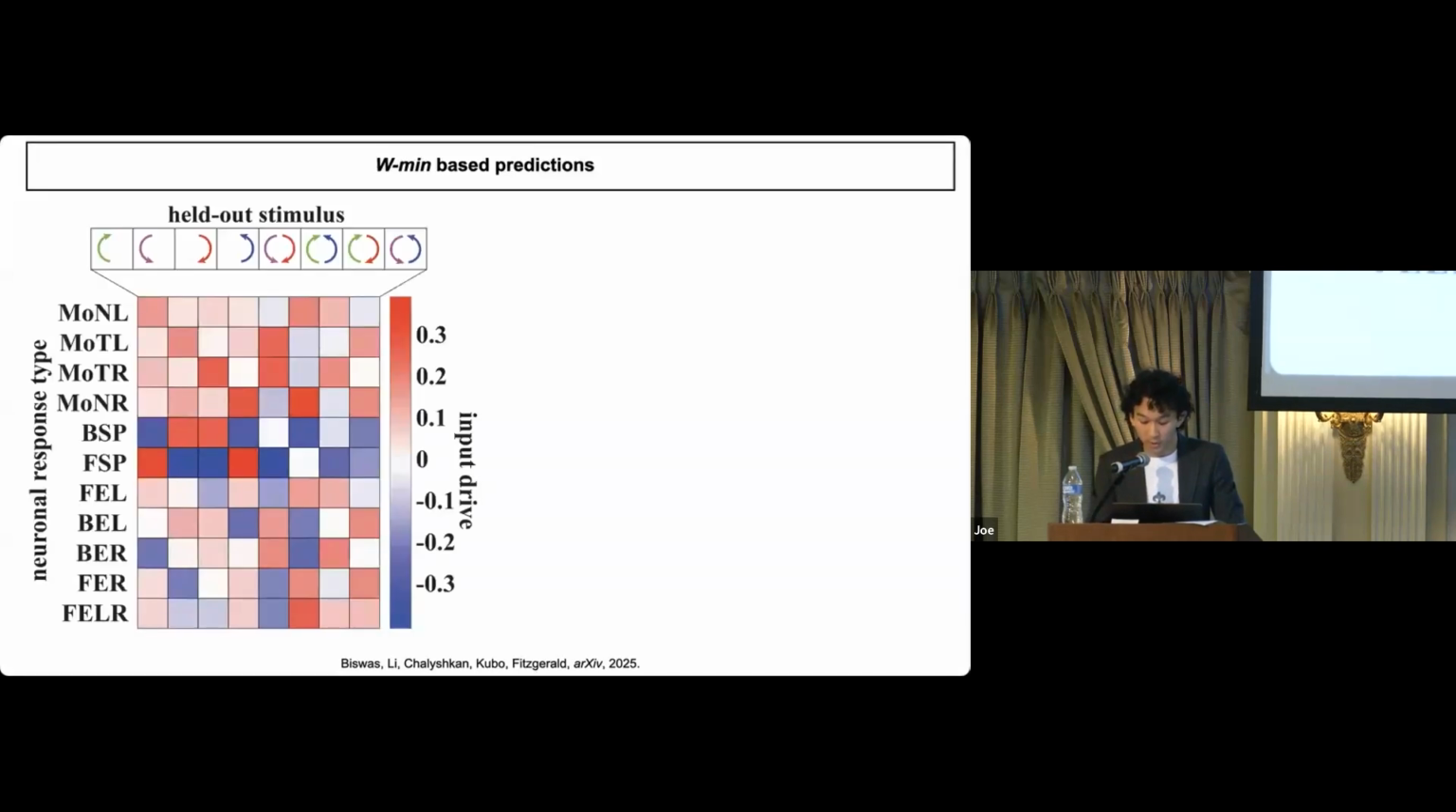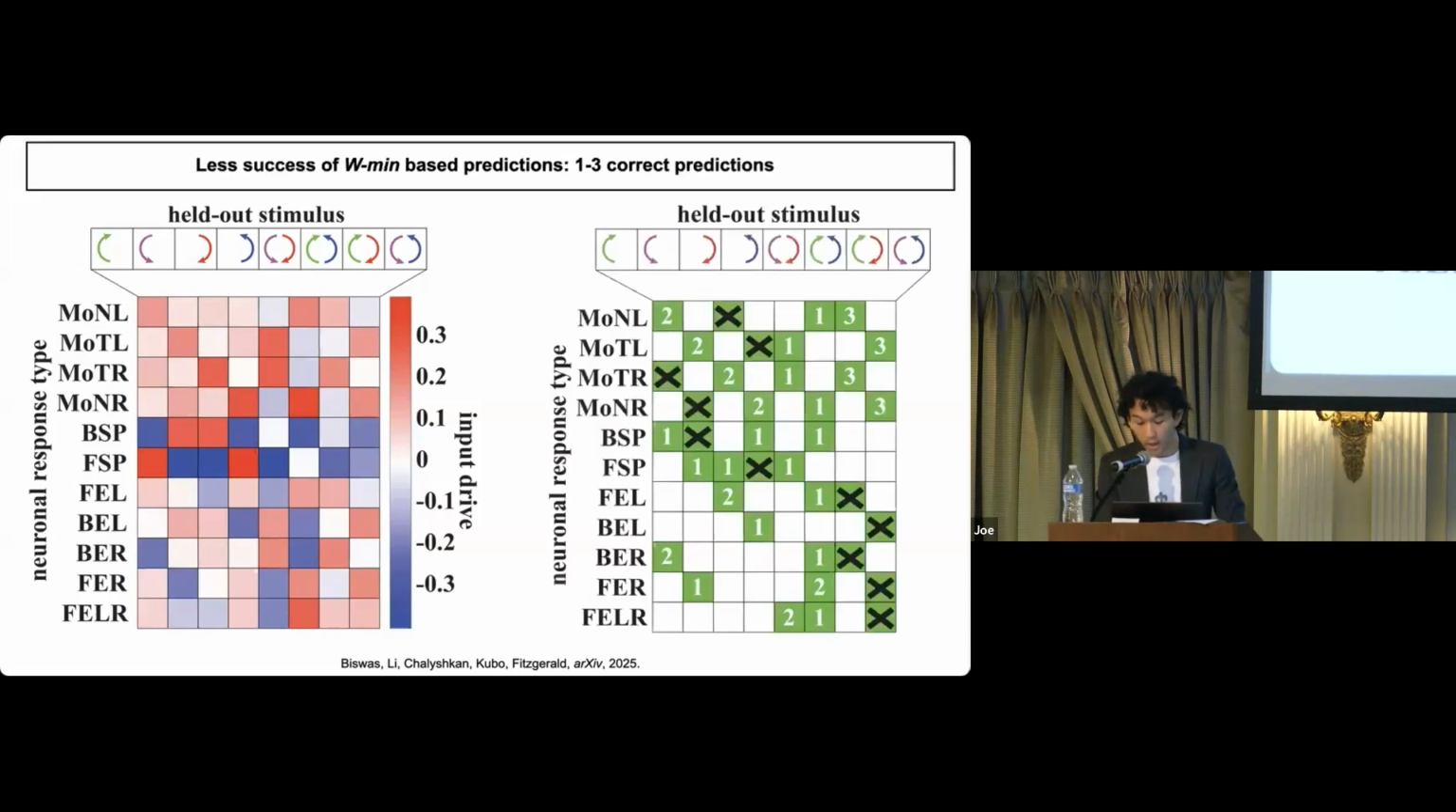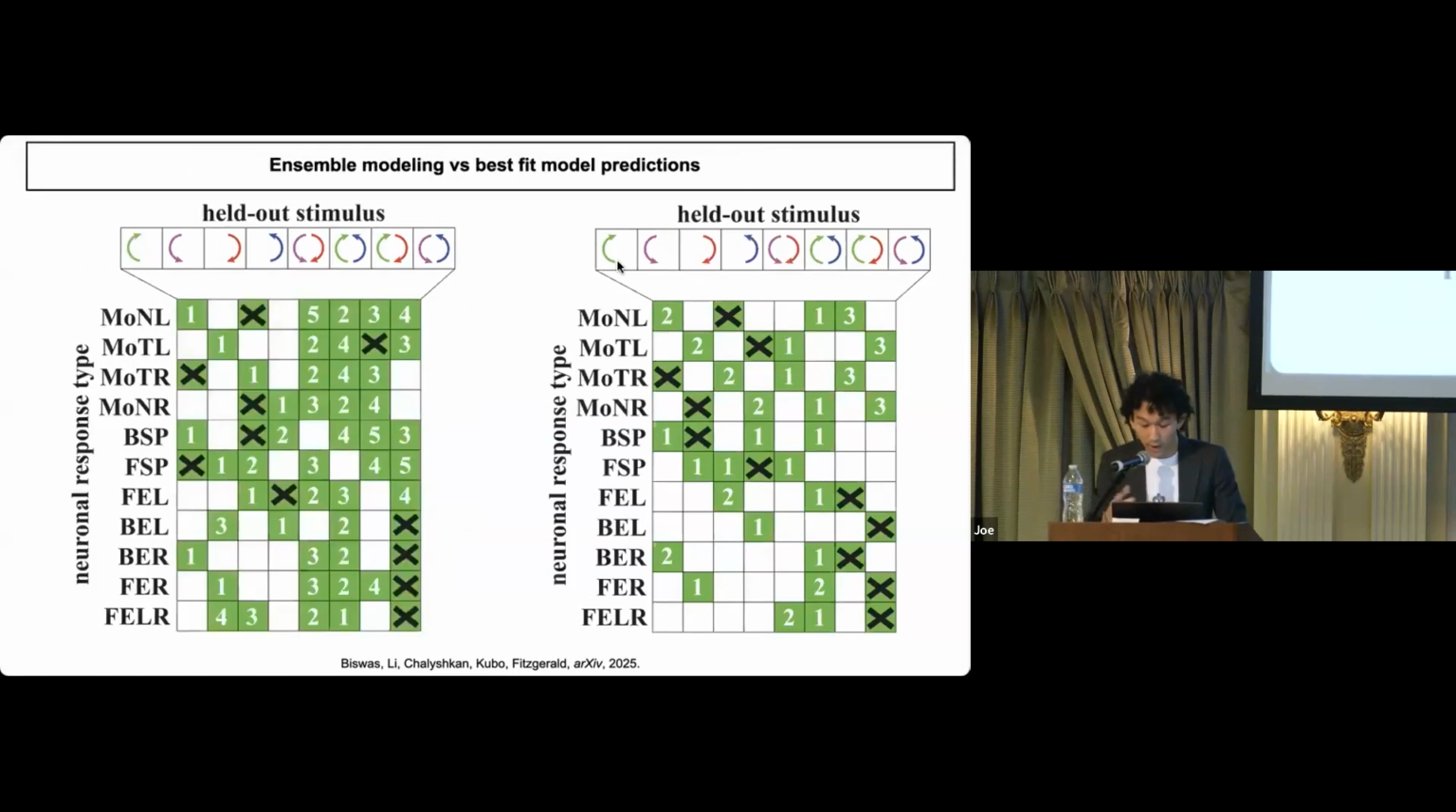So we will rank our predictions based on the absolute values of the predicted responses before passing them through the threshold linearity, which will account for the cases where a neuron responds positive and doesn't respond negative in a threshold linear setting. We rank and check the predictions for each response type, and we find that the best fit model, shown here on the right, predicts 1 to 3 correct responses per response type, which is worse than W critical based predictions. So this shows that the ensemble modeling approach is robust in making the activity predictions.